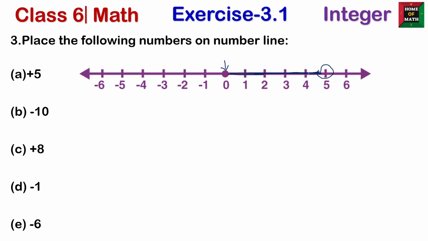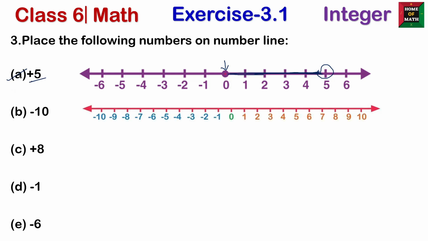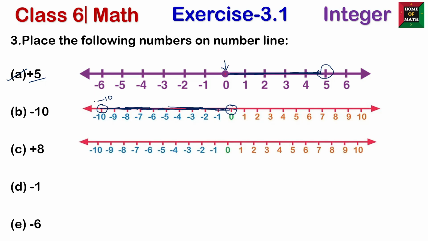Just on the straight line, you can draw 2 or 3 times, it will become thick. Okay, so number 5 plus 5 done. Then minus 10. So this is 0 and this is minus 10. So you can draw 1, 2, 3 times and it will become darker. And teacher will understand you are trying to mention minus 10.